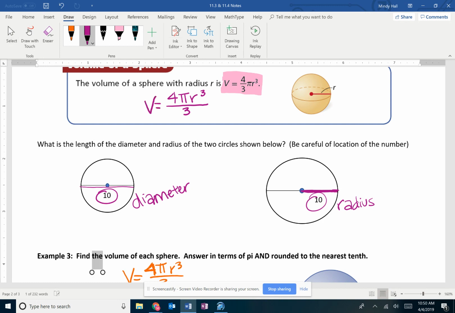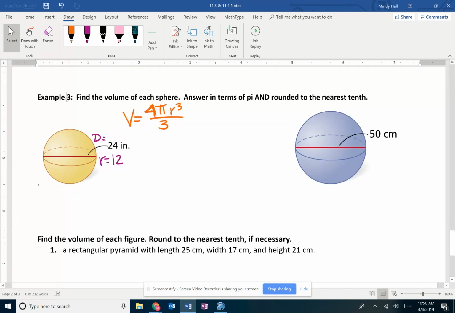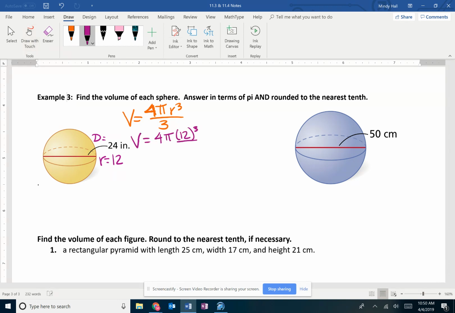So, coming back down, we know our radius is 12, so we have volume equals 4 pi 12 cubed divided by 3. So now you're just plugging and chugging. 12 cubed is 1,728. Times 4 is 6,912, divided by 3 is 2,304. And so that would be 2,304 pi inches cubed.